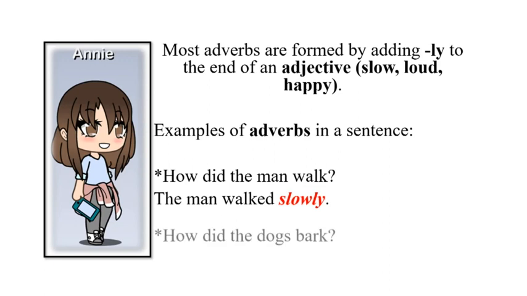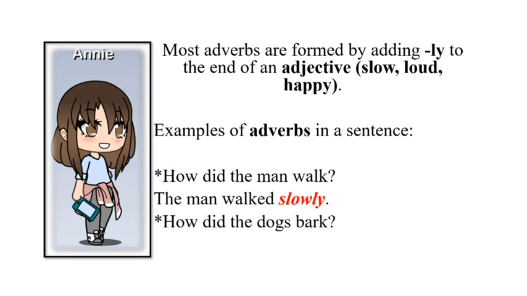How did the dogs bark? Kako su psi lajali? The dogs barked loudly. So, I'm a loud person. Ja sam glasna osoba. Loud person. Stoji ispred imenice. Dakle, pridev. Ali ovdje, the dogs barked loudly opisuje način na koji su psi lajali. Radnju.